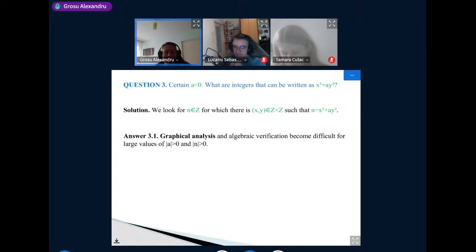Question 3. We have a certain a smaller than 0. What are the integers that can be written as x square plus a y square? And the answer is that graphical analysis and algebraic verification become difficult for large values of a greater than 0 and n greater than 0.